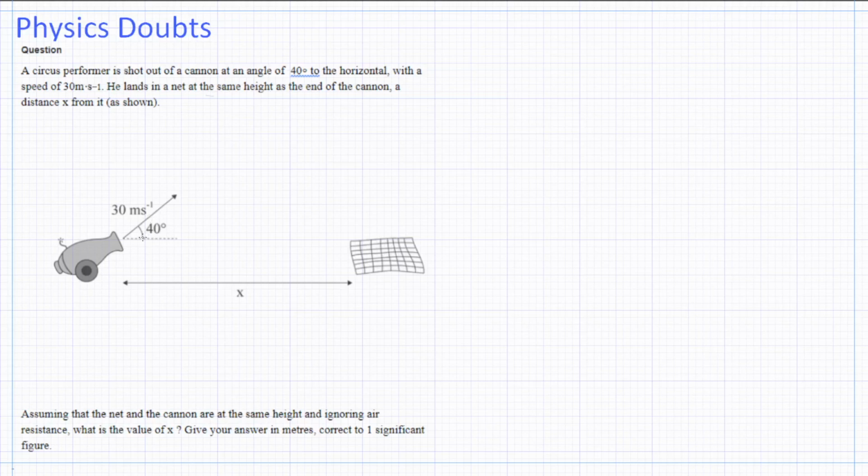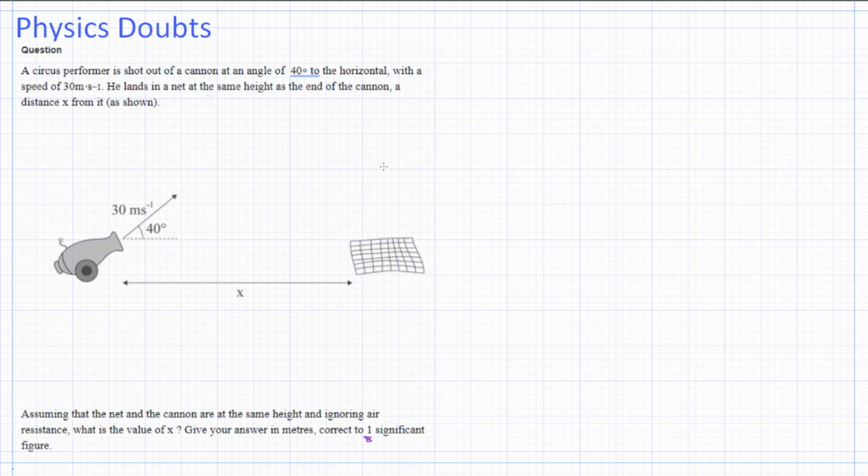Okay, so going for another physics doubt, we have a mechanics question here, and this is projectile motion. A circus performer is shot out of a cannon at an angle of 40 degrees with the horizontal, with a speed of 30 meters per second. He lands in a net at the same height as the end of the cannon, a distance x from it. The question asks us, what's x? Neglect air resistance, and assume that those are at the same height. Give the answer to one significant figure.